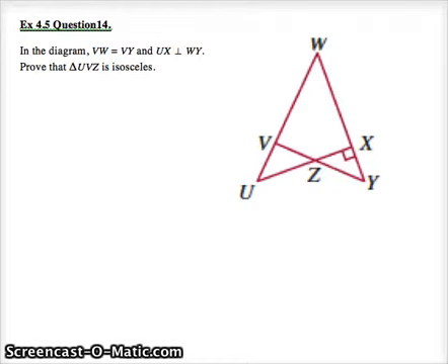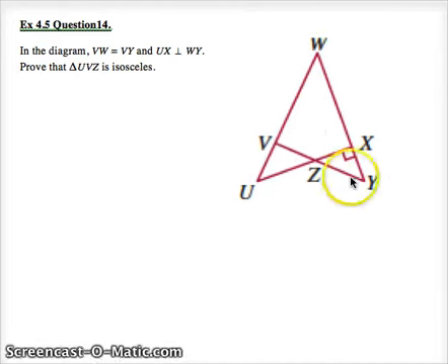This is exercise 4.5, question 14. Now, in the diagram, we are told that VW is equal to VY. I won't put markings on that because we've got this other line UX cutting across, and so that's VW equals VY. Now, just thinking about that, we've got this triangle here, VWY.